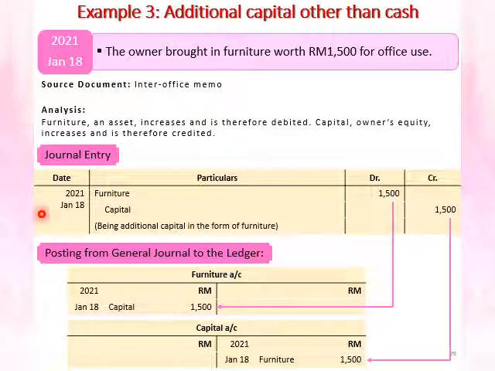Therefore, in the journal entry on the January 18th, we will need to debit furniture 1,500 and credit capital 1,500. And for the narration, we can write down as being additional capital in the form of furniture. As usual, to post from the journal entry to the general ledger, we will follow back our journal entry previously. So we need to debit 1,500 in the furniture account and credit 1,500 in the capital account on the same date, which is on January 18.